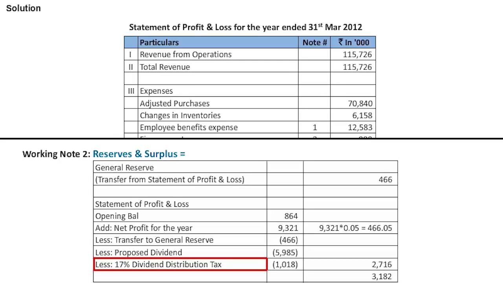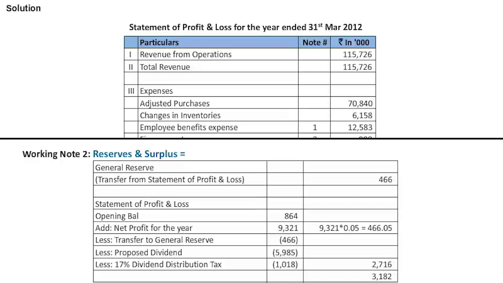Then they are saying basically make a provision for dividend distribution tax at 17%. Now this dividend distribution tax percentage will be the percentage of the dividend amount. So we have seen the dividend amount was 5,985. 17% is the dividend distribution tax. 17% of this. So 1,017 is basically the dividend distribution tax that the company has to pay.